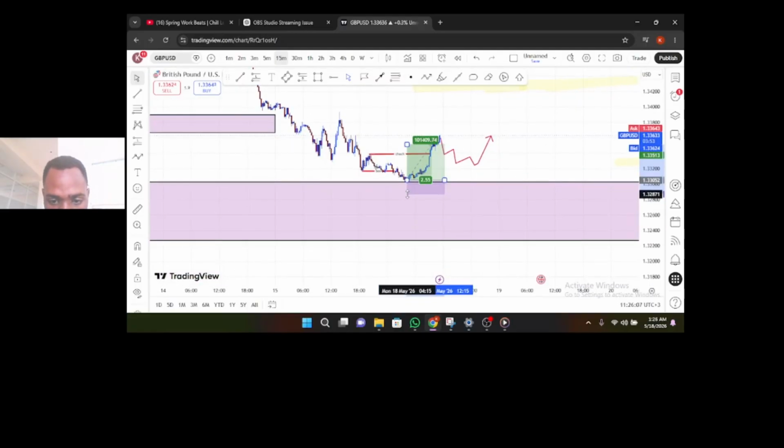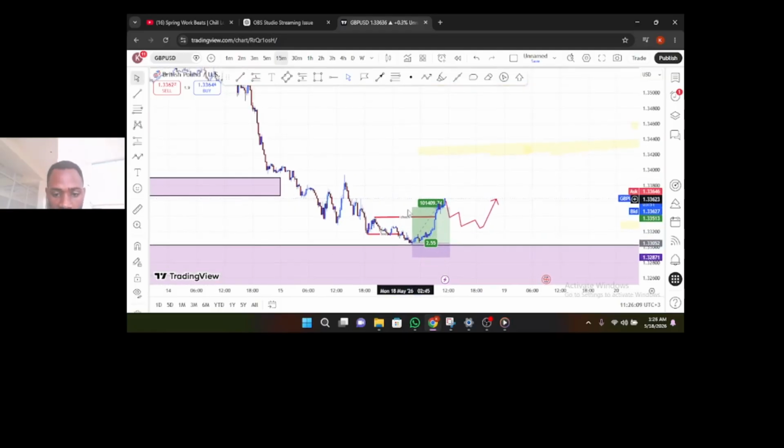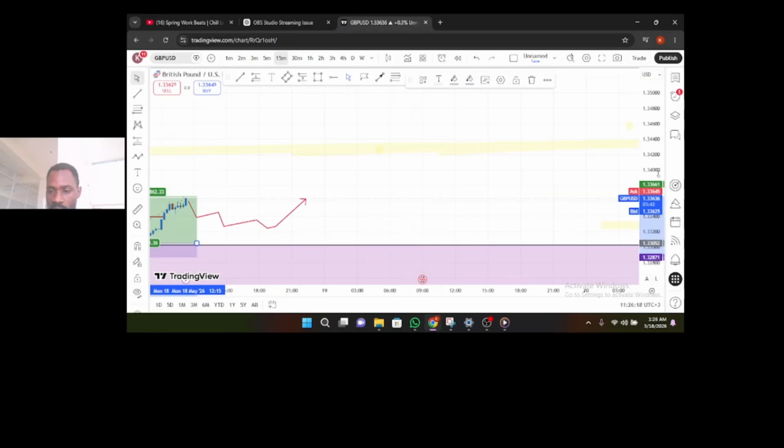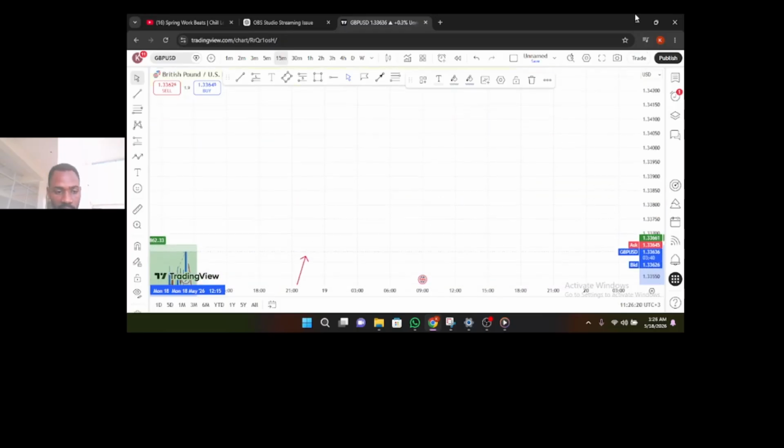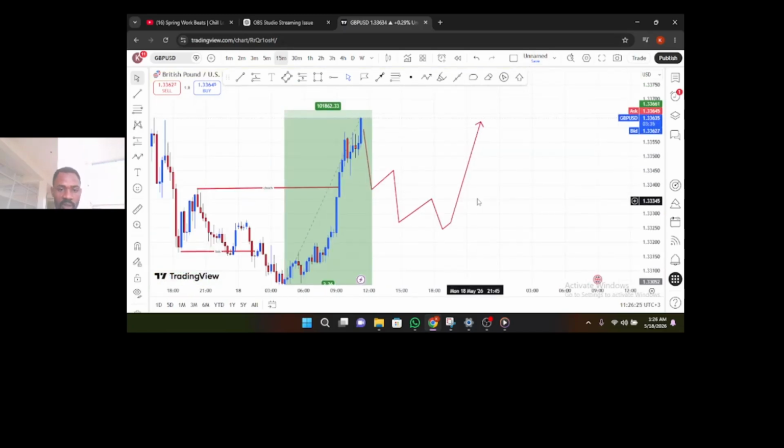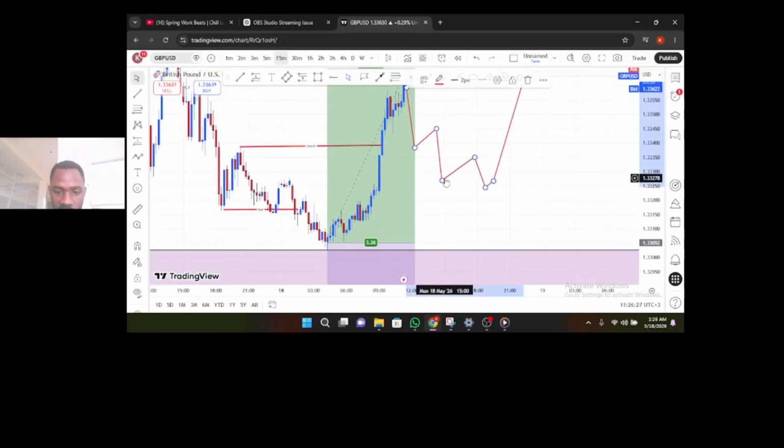So let's put my stop loss below the low. Let's check 1:3. 1:3 is near here, so you check. So 1:3 is almost near, as you can see. There, looking clean. Look at that cleanliness.